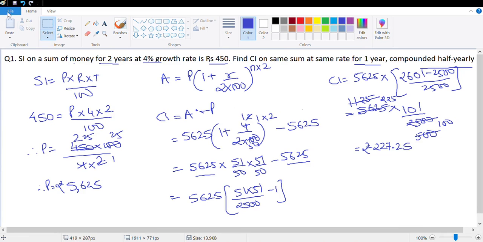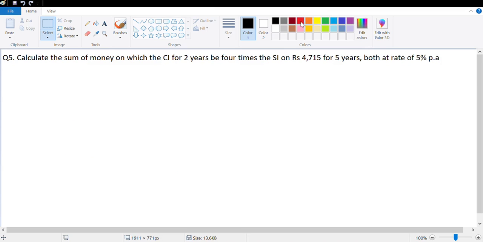Again, long calculation, otherwise nothing in the question. Let's look at the next one. The next one is question number 5. It says calculate the sum of money on which compound interest for 2 years is equal to 4 times the simple interest on this money for 5 years, both at the rate of 5%.